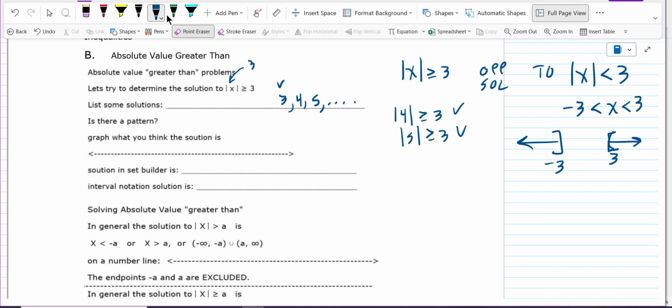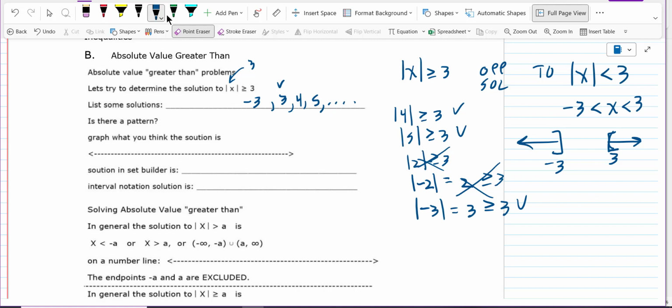Okay, now you could start trying numbers less than 3. Like if you try 2, that definitely doesn't work. 1 doesn't work. 0 doesn't work. Go on to some negative numbers. The absolute value of negative 2 is equal to 2, and that's still not greater than 3, so that doesn't work. Okay, go to negative 3. The absolute value of negative 3 is 3, and it is true that 3 is greater than or equal to 3. So it looks like negative 3 works.